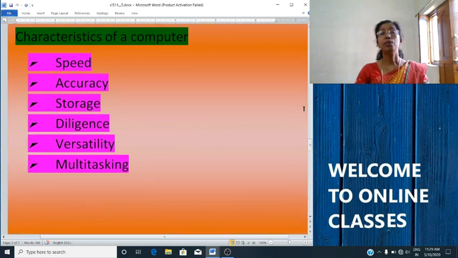If the data fed is wrong, then it may produce an inaccurate result. If the input is fed wrong, then only a computer gives a wrong result. If the input is correct, it will just work as per the instructions, and it will give you an accurate, correct, perfect result. Then the next characteristic is its storage capacity. It has a high storage capacity.